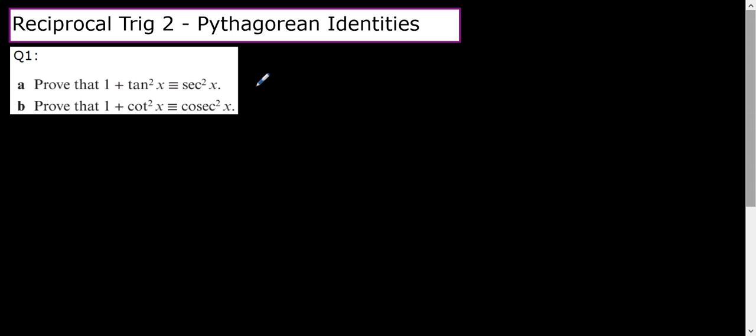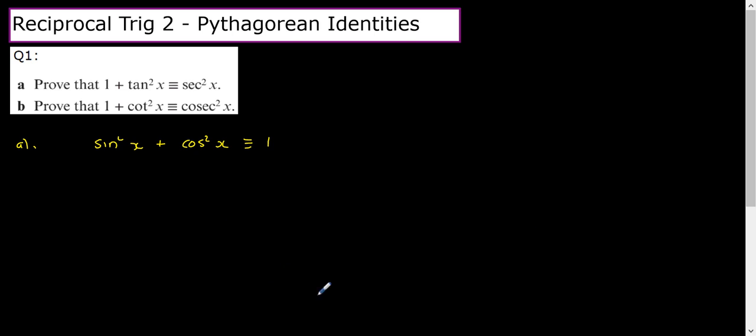So this was in your learning pack, and you had to know these identities, but actually you do need to be able to prove these identities. So if we're trying to prove that 1 plus tan squared x equals sec squared x, we start off using an identity that we know. And we start off using sine squared x plus cos squared x is 1.